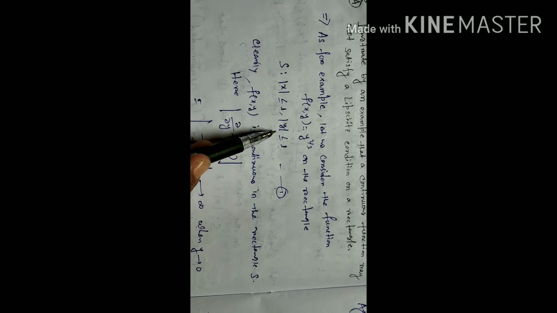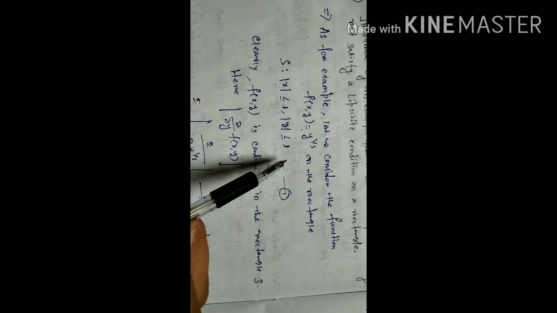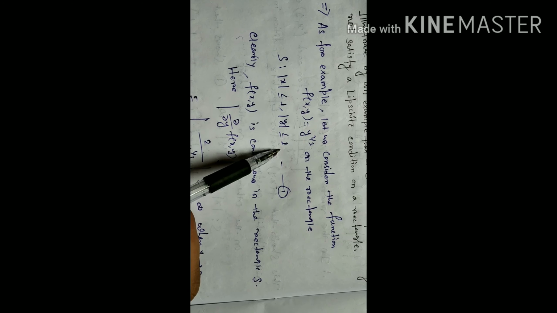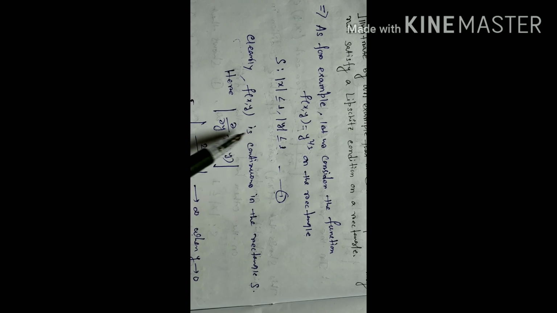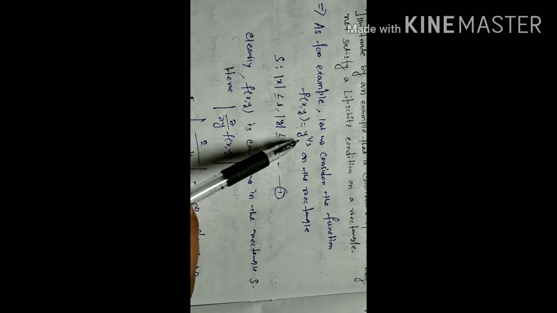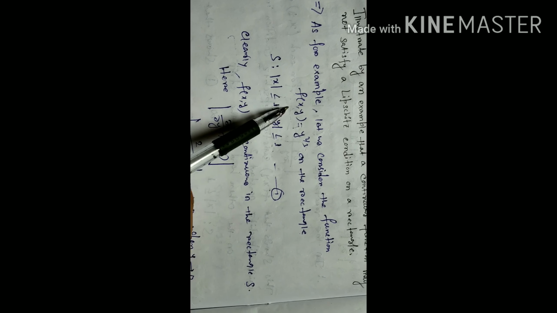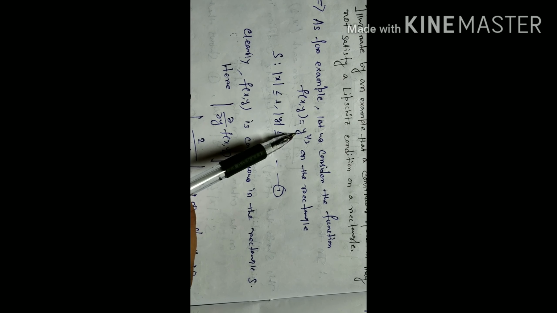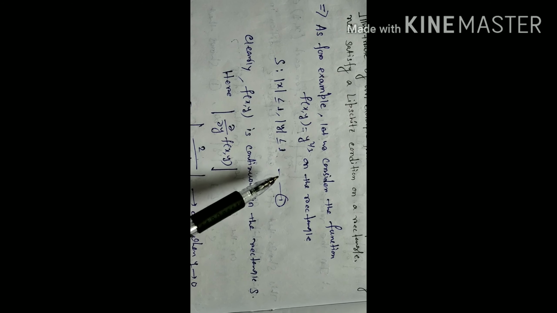Here f(x,y) is continuous in the rectangle S because |y| ≤ 1, that is y lies in the closed interval from −1 to +1. Hence for each value of y on that interval, f(x,y) is defined and finite. Hence it's a continuous function.